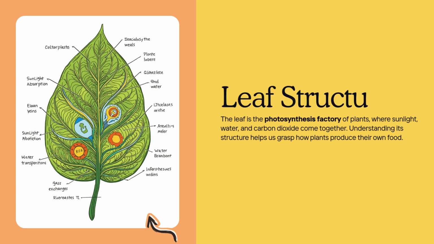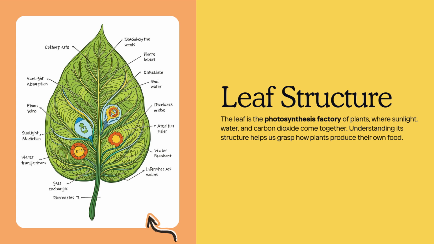Lamina, leaf blade. The lamina is the flat, broad part of the leaf. It is usually thin and wide, which helps the leaf absorb more sunlight for photosynthesis. Petiole: the petiole is the small stalk that connects the leaf to the stem of the plant. It holds the leaf in a position where it can receive enough sunlight and air.